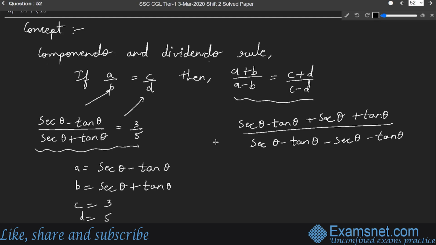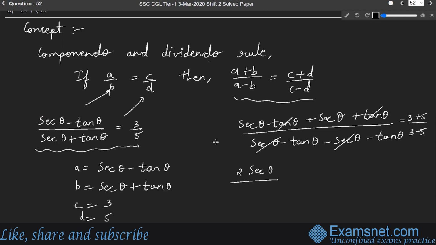All right. Now, this will be equals to C plus D. What is C? 3. And what is D? 5. Divided by C minus D. Okay. So, C minus D will be 3 minus 5. All right. So, here minus tan theta plus tan theta will be cancelled. In the numerator, we have 2 sec theta because sec theta plus sec theta is 2 sec theta. In the denominator, sec theta minus sec theta will be 0.